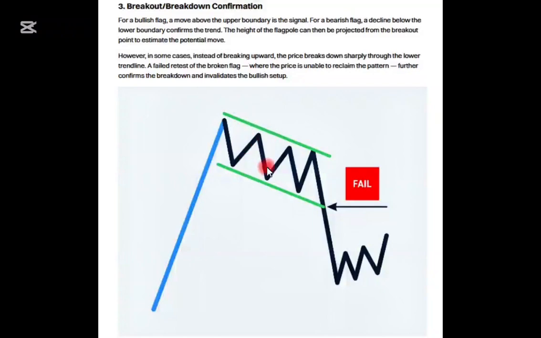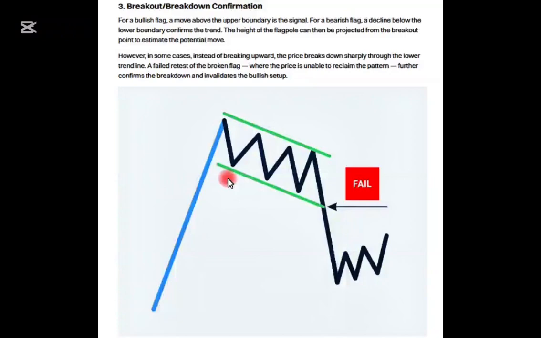All right, so there's something you need to understand. So this is a very long pole. The height of the flag pole can then be projected from the breakout point to estimate the potential move. So when you have this kind of a long pole, there's a lot of fair value gap that needs to be taken out from this point. All right, there's a lot of things you need to learn.